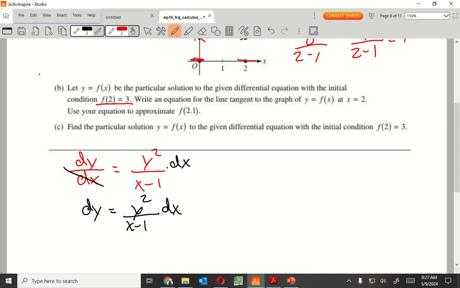Okay, so y squared. I need to get that over here. What would I do to it on the right-hand side to get rid of it over here? I'm going to divide both sides by y squared. So this over here is now going to turn into 1 over y squared, and those are going to cancel. So now I have 1 over y squared dy is equal to 1 over x minus 1 dx.